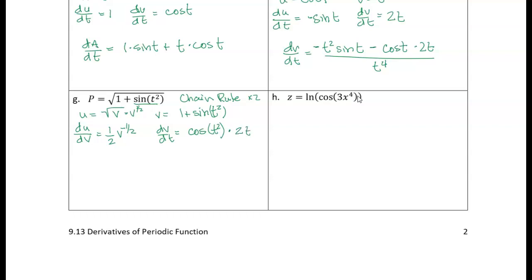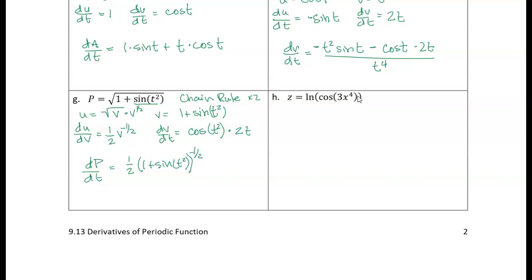Okay? So I've used the chain rule twice. All right, so let's put it all together. So I'm going to call it dp/dt, and that's equal to 1/2, and I'm going to replace v with what v actually is, 1 plus sine of t squared, to the minus 1/2.